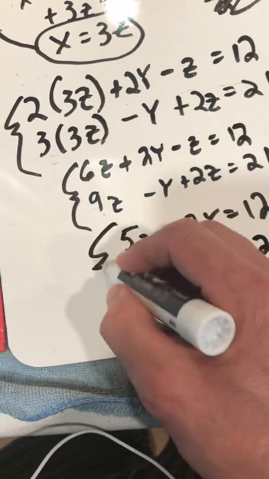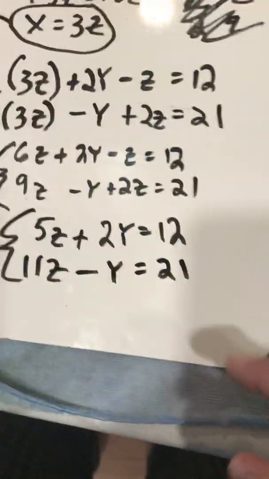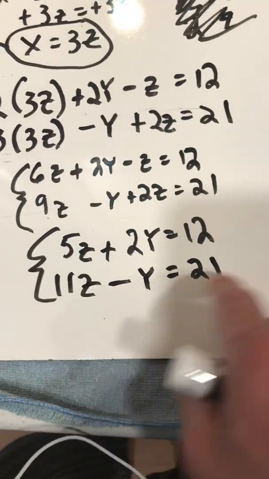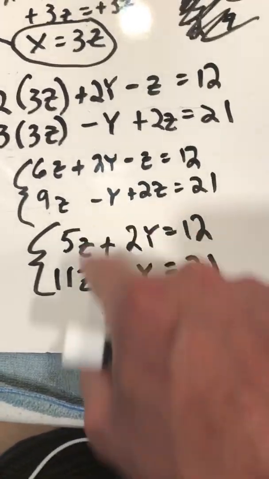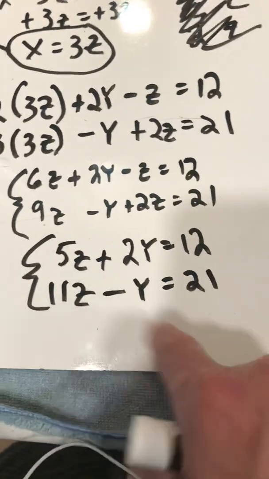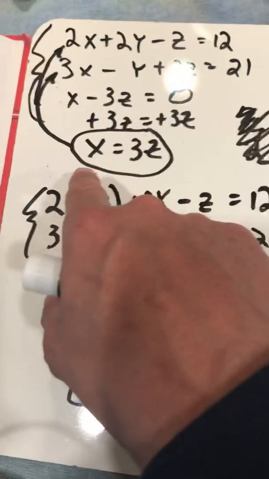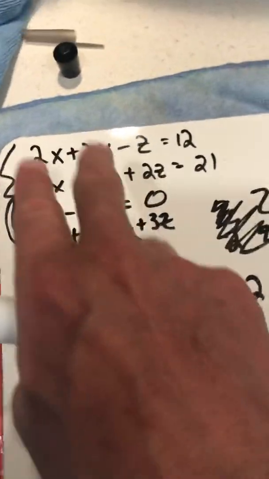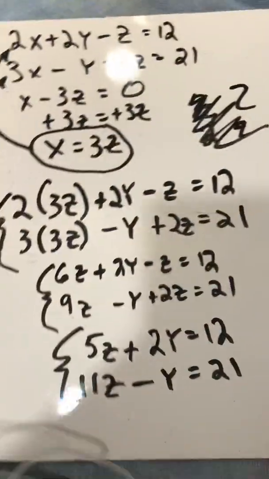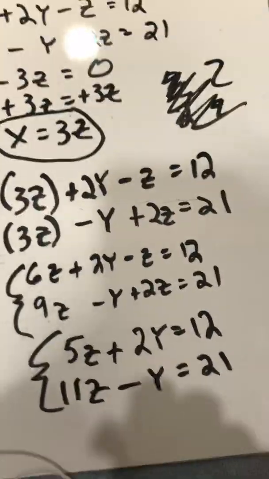And now, so now I have two equations, two variables. I'm probably going to multiply this bottom equation by 2. Eliminate the y's, solve for z. Once you know z, then you can solve for x. Once you know x and z, then you can solve for y. That one key opens up the whole door.